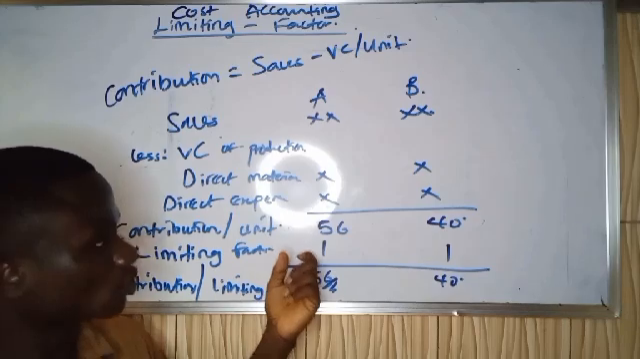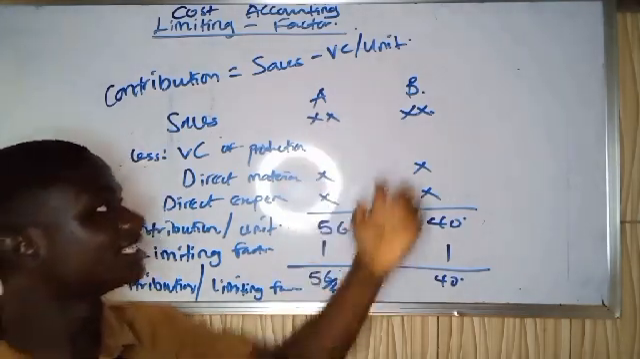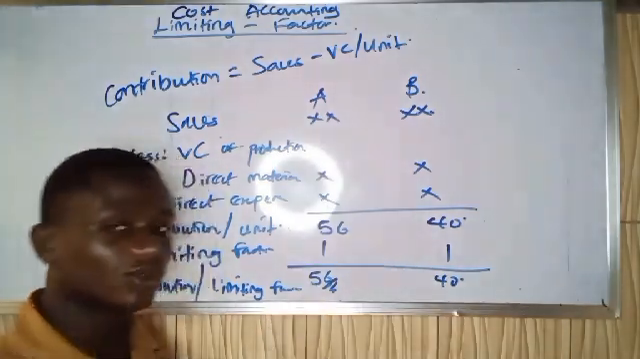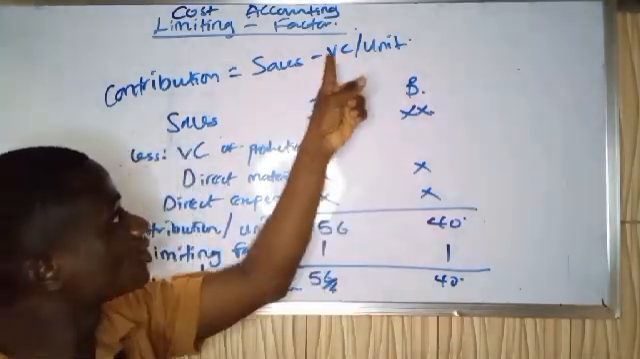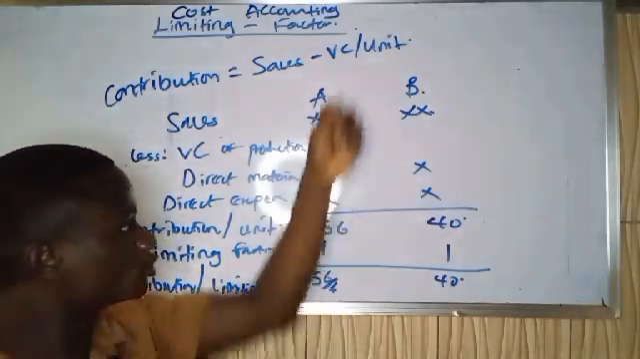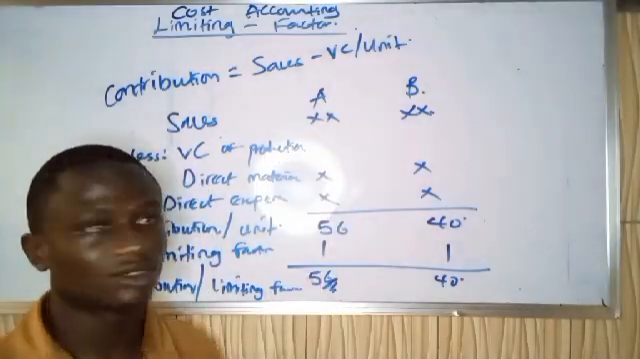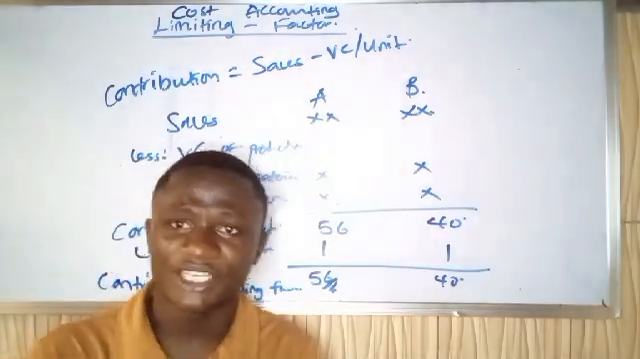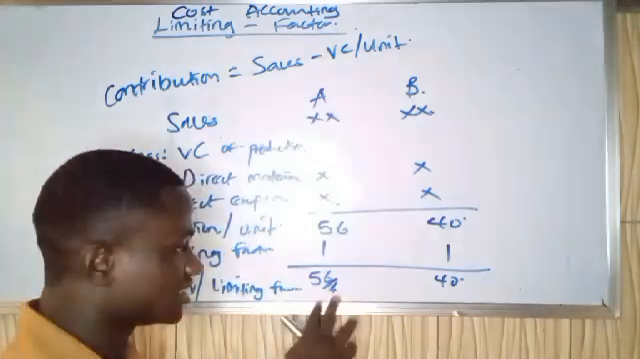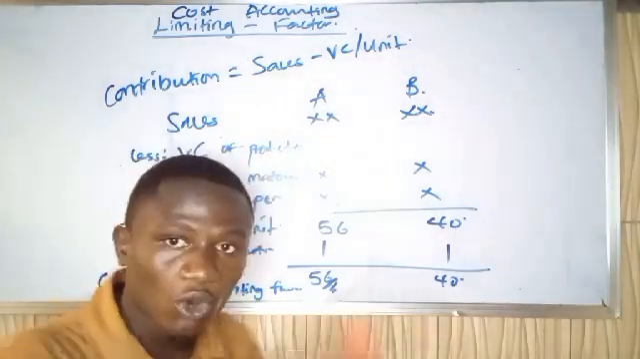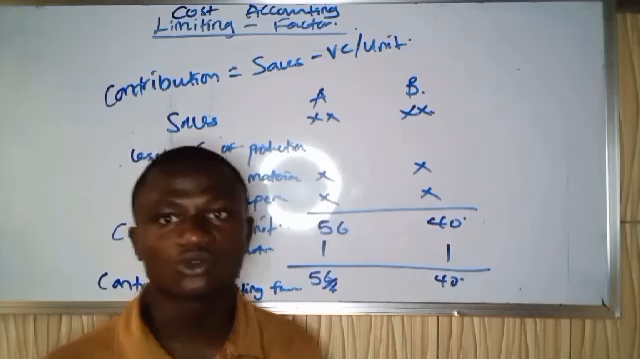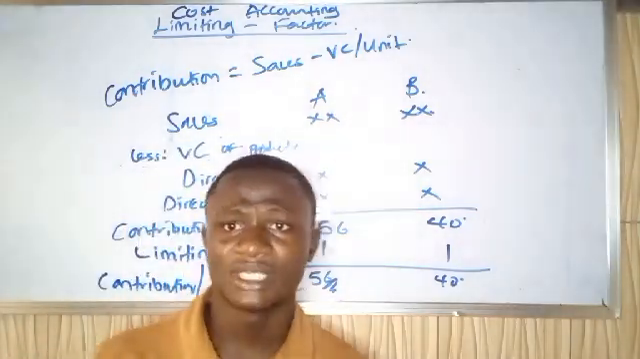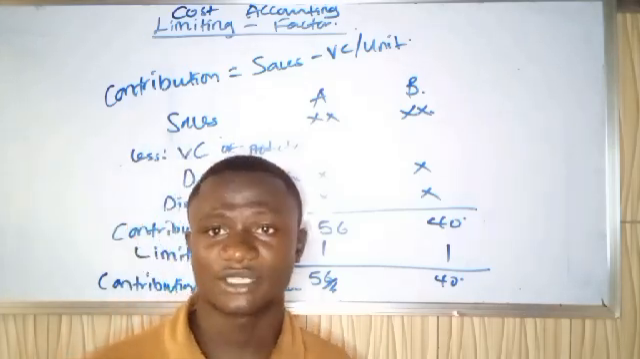That means that the amount of limiting factor required to produce A is 1, and to produce B is 1. So 56 divided by 1 gives me 56, and 40 divided by 1 gives me 40. That means that on one raw material I spend on producing A, I'm making 56 contribution. On one material I spend producing B, I'm making 40 contribution. So which one will I advise the company to produce? Of course it is A, because from there I make more contribution. So this is how to tackle questions on limiting factor. Let's take an illustration and see how we are going to solve a real-life practical question.